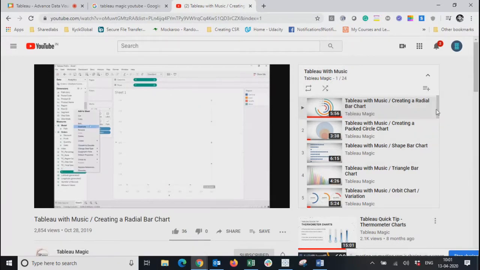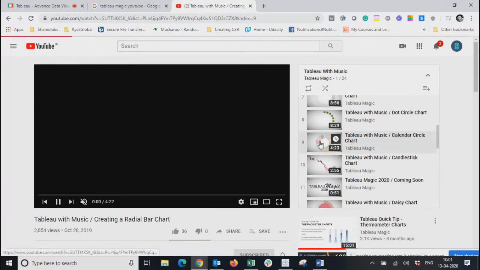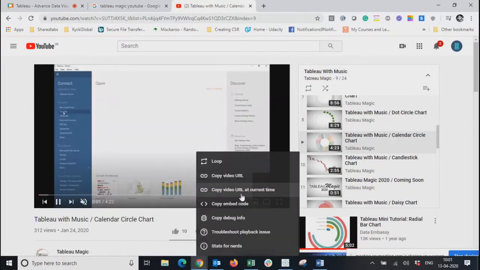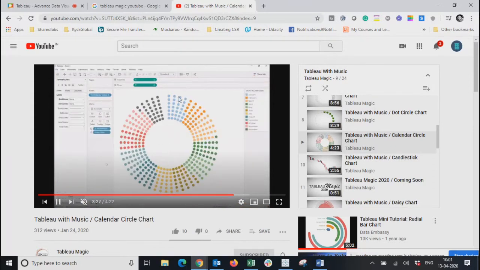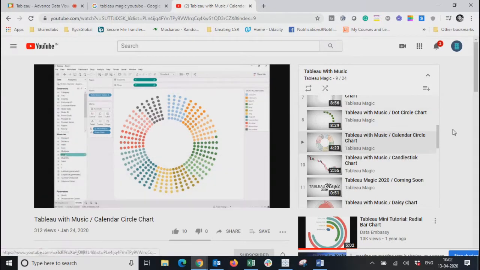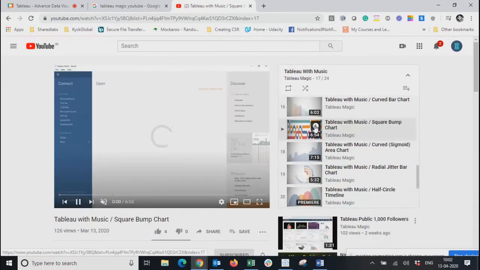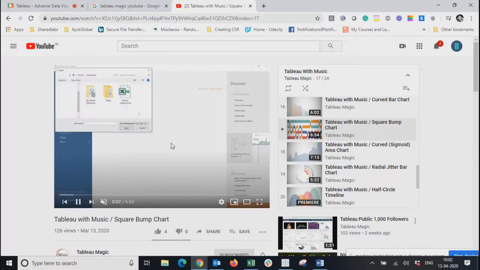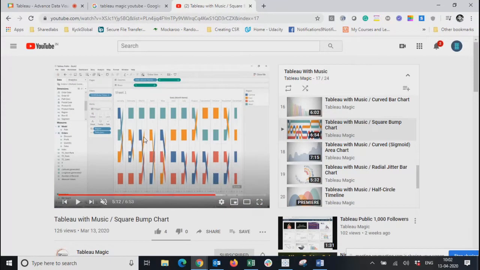Apart from this, we sometimes see a sunburst chart. For example, this is a calendar circle chart. Now you should be able to explain what exactly you are creating and how it is adding value to your business. If you are able to do that, well and good. You can do a lot of creativity in Tableau. This is a square bump chart. They are using the concept of a waterfall, and then they create this here.